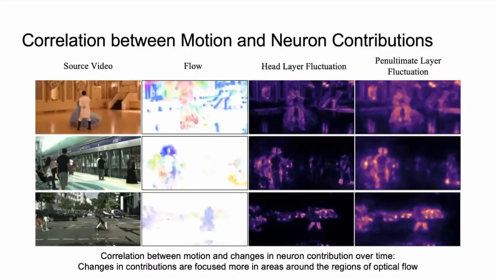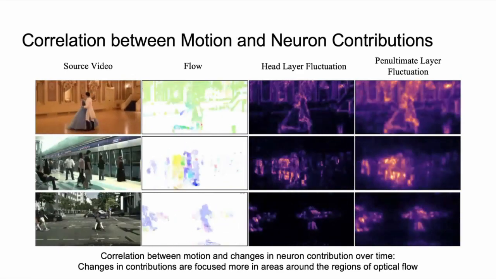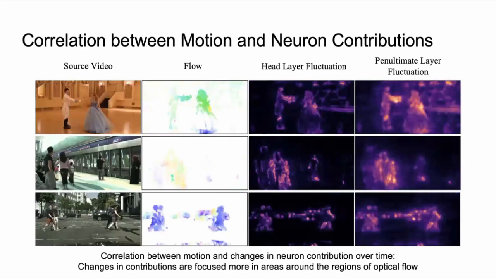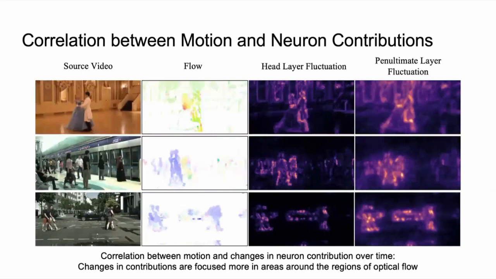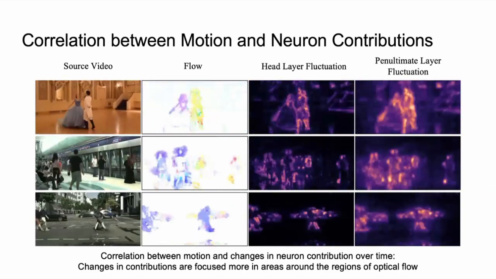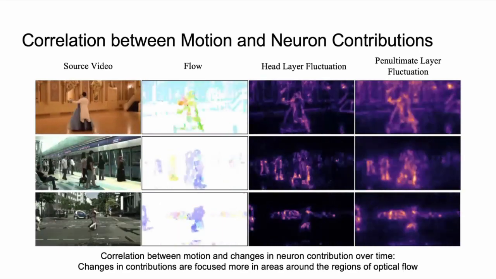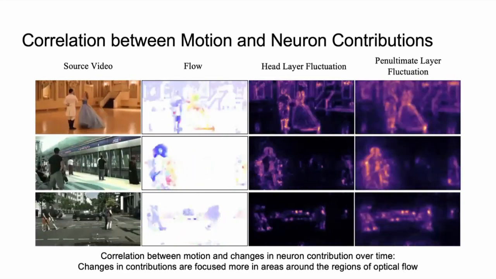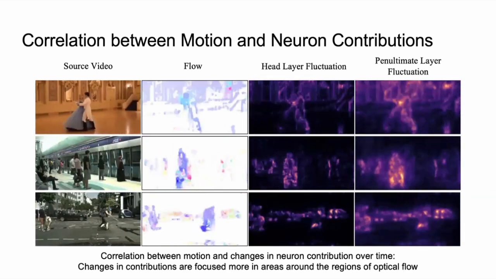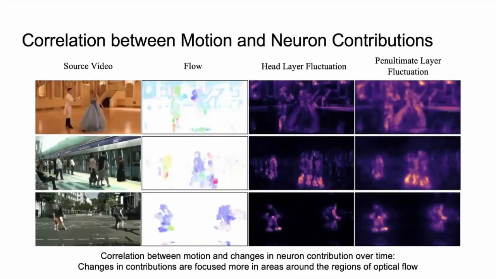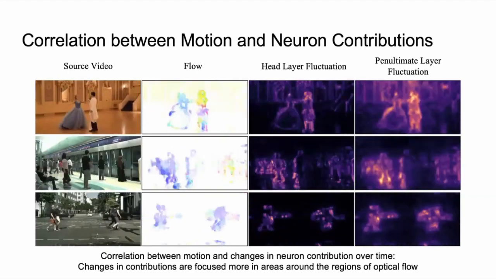In video INR such as NeRV, motion drives contribution changes over time. We compute optical flow between two frames and the difference in total contribution maps between those same frames. Contributions to a given object remain fairly constant over time. Changes in contribution are focused more in areas around the regions of optical flow. When a moving object reveals new background, this causes fluctuation in spatially proximal pixels, even though they technically contain no motion themselves. Thus, we see that in spite of its lack of high level object semantics, the changes in how NeRV represents a video are dominated by the motion of entities.